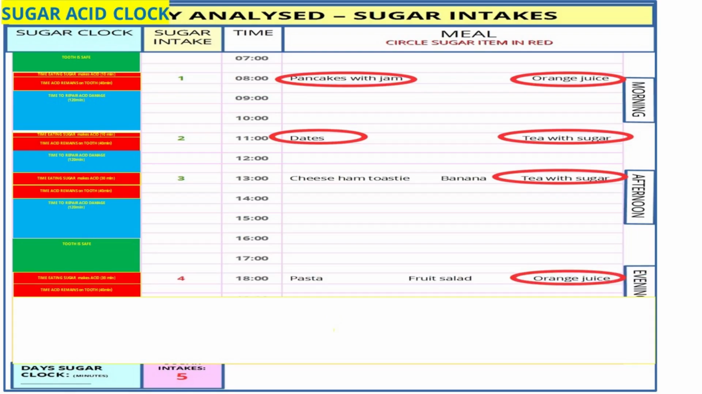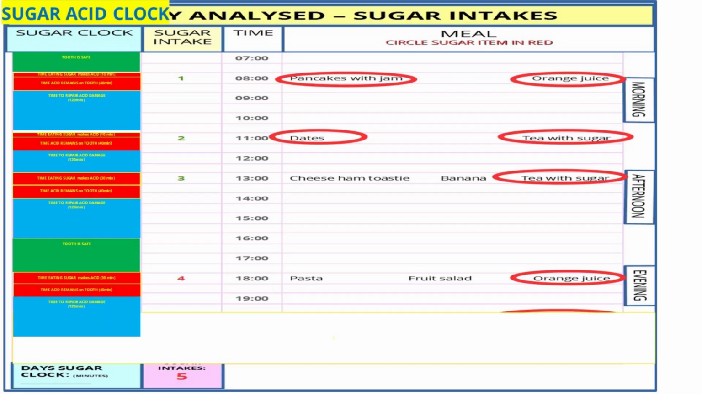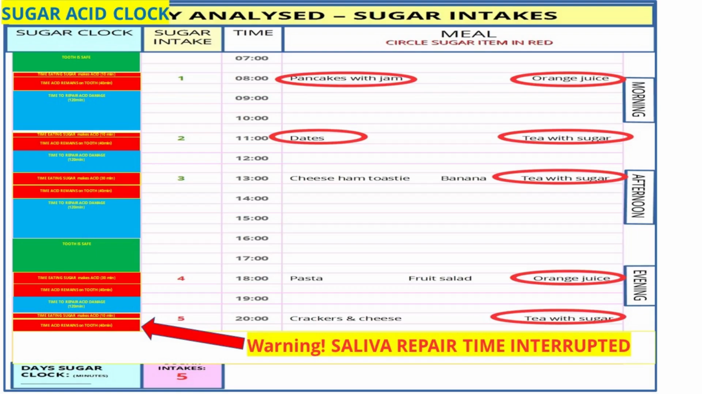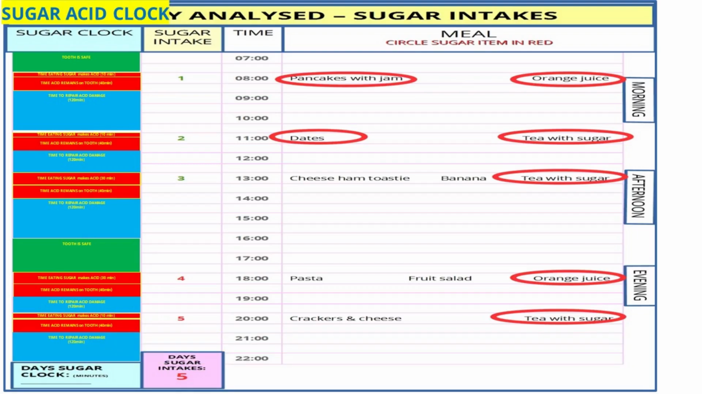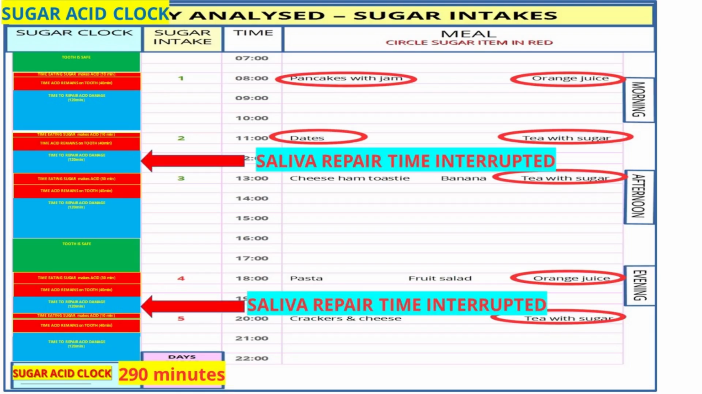Then at 6 o'clock we have another sugar intake, with the sugar consumed over 30 minutes, plus the acid damage time of 40 minutes for saliva to remove this acid, and a 120-minute saliva repair time. But again, this saliva repair time is interrupted by having tea with sugar at 8 o'clock. So the sugar acid clock for the day is 219 minutes, with saliva repair time interrupted twice.